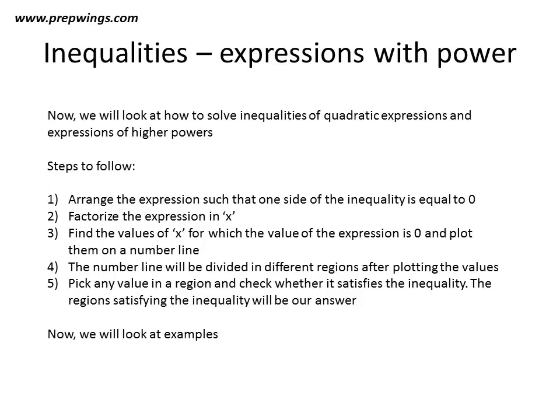Then we'll factorize the expression in x. The third step is we'll find the values of x for which the expression is 0 and plot them on a number line. The fourth point is the number line will be divided into different regions after plotting the values, and then we'll have to pick any value in a region and check whether it satisfies the inequality or not. If the value satisfies, then any value in that region will satisfy. We'll look at a few examples now.